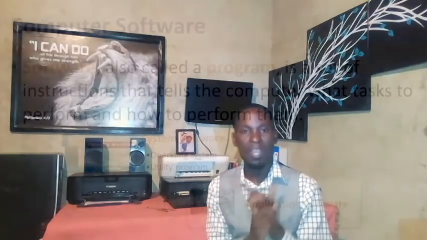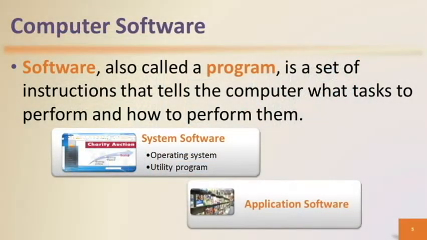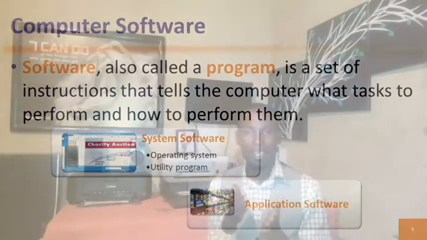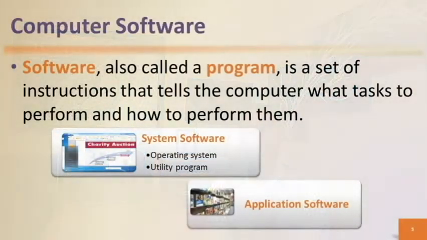The software, we have defined it as a set of instructions that tells the computer how to perform a particular task. So it tells the computer what to do, and it also tells the computer how to do what it has told the computer to do. There are two categories of software. These include the system software as well as the application software.